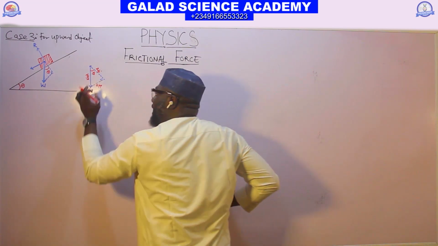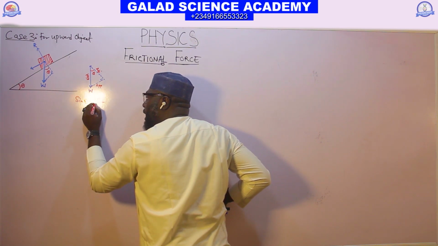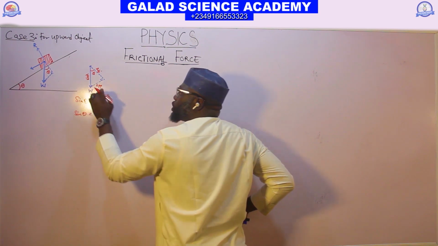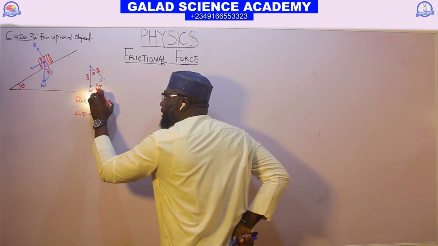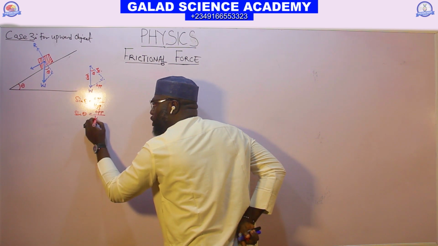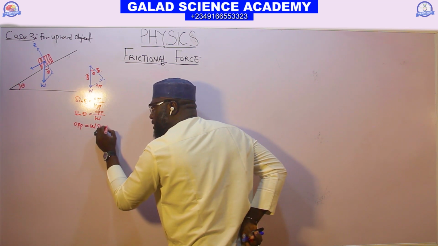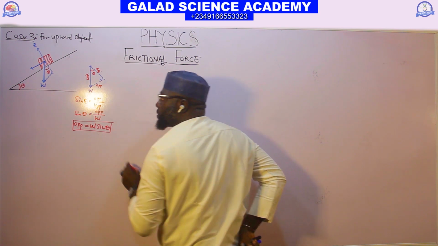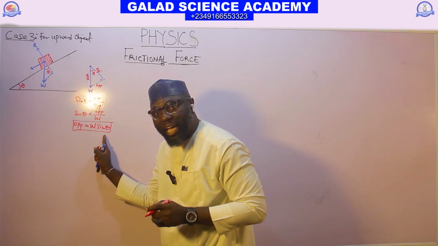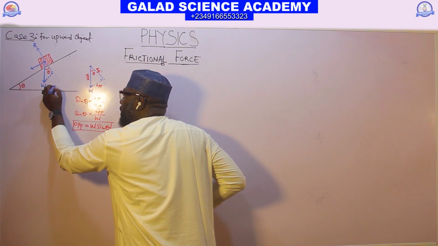by resolution, you will have that sine theta is equal to the opposite over the hypotenuse. So the sine of angle theta here is the opposite over the hypotenuse. The opposite is unknown. The hypotenuse is W. So the opposite will now be equal to W sine theta. So if this opposite is W sine theta, and W is mg.